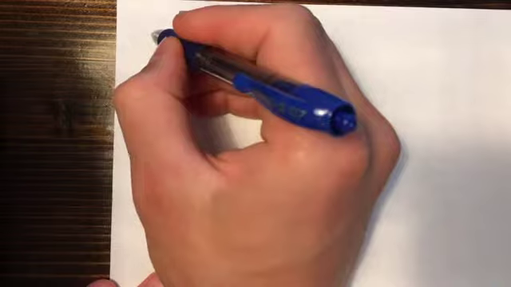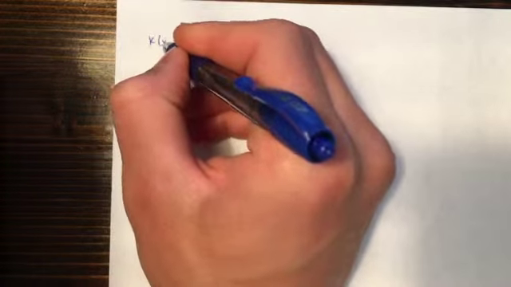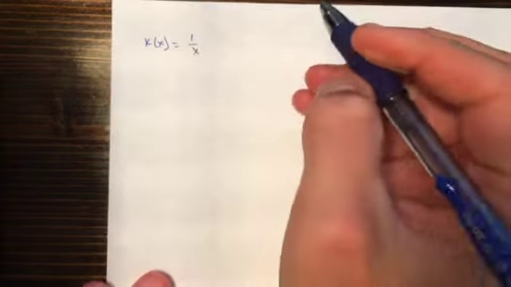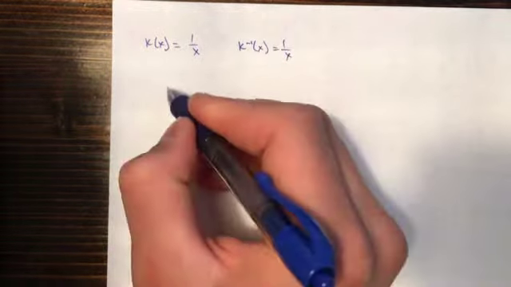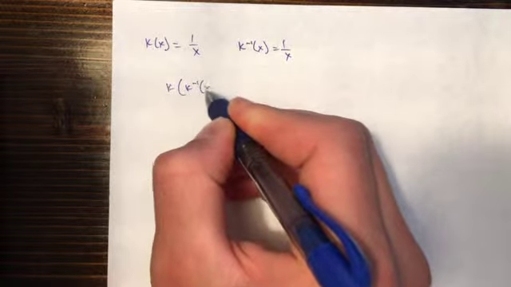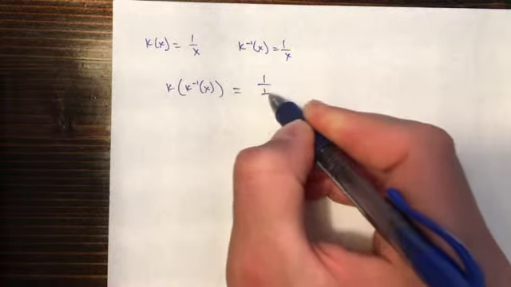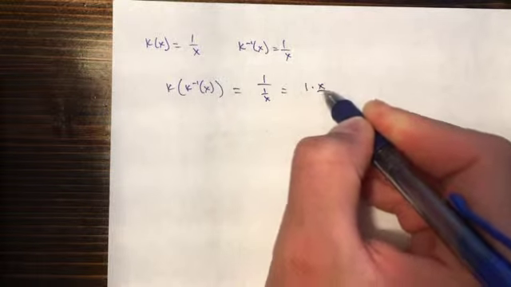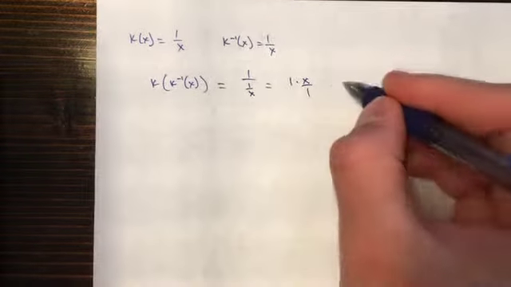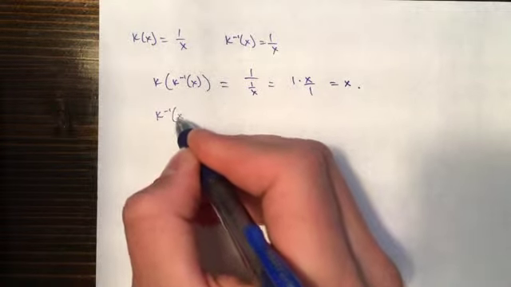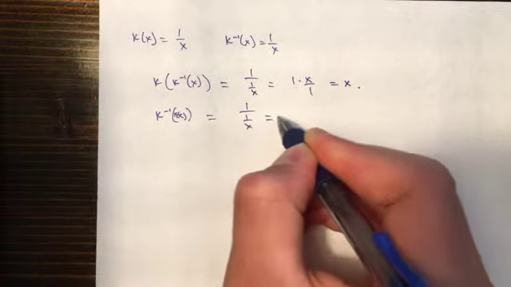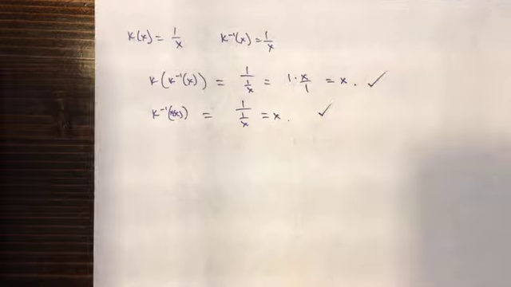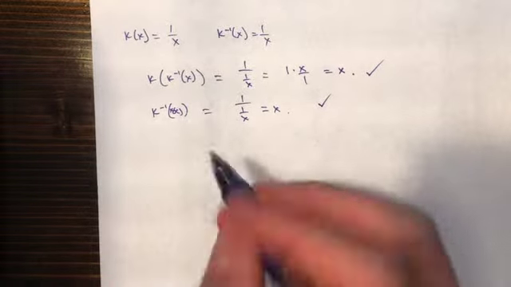3 asks us to prove that k of x equals 1 over x is its own inverse. That is, k inverse of x should also be 1 over x. Well, if so, when we compose them, we need to get x. So 1 over 1 over x is 1 times x over 1, because division by a fraction is multiplication by the reciprocal, and that is just x. If I did it the opposite way, of course, I would get the same thing. It would still be 1 over 1 over x, which is x. So because I compose them both ways, I get x. They must be inverse functions.